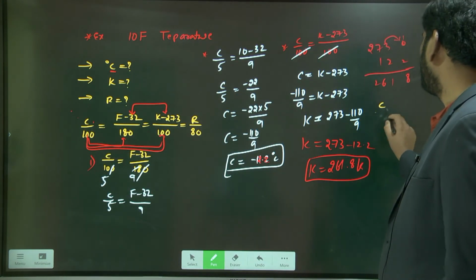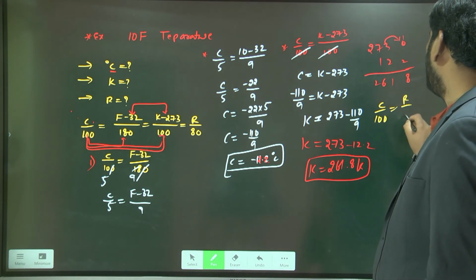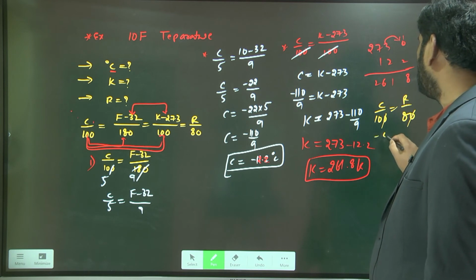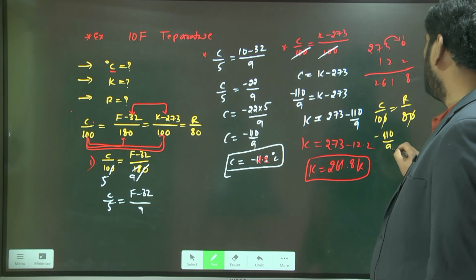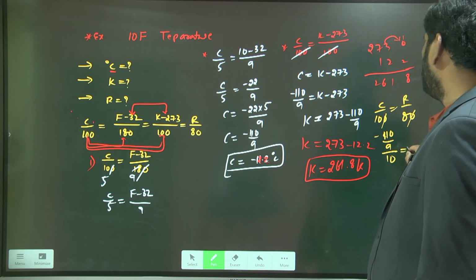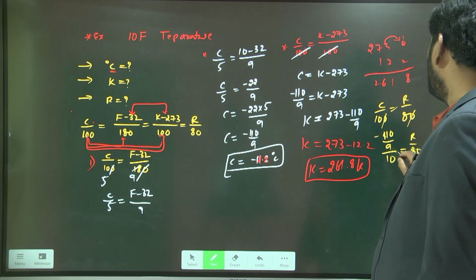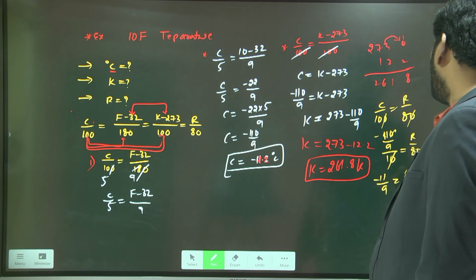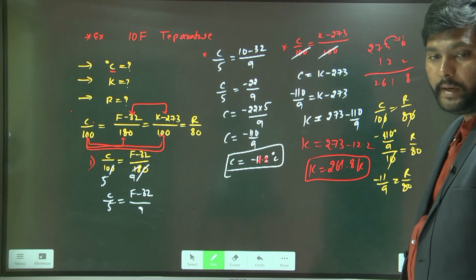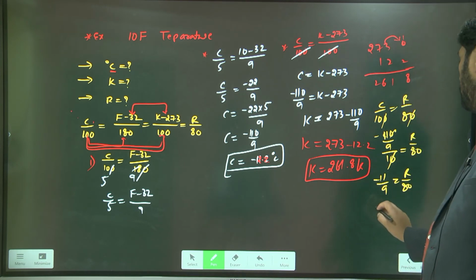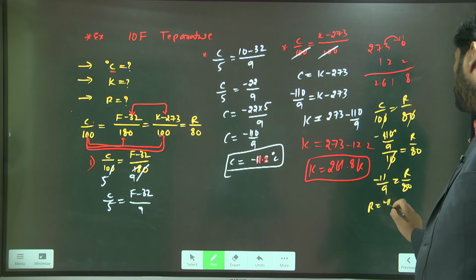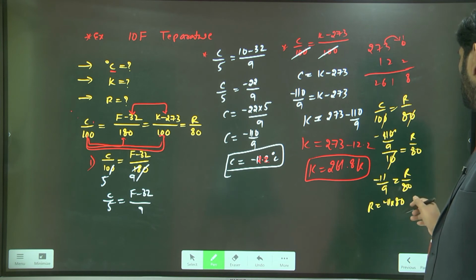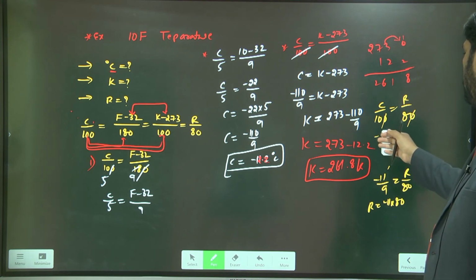C by 100 is equal to R by 80. The 0 gets cancelled. C value you already know, minus 1110 by 9 by 10 is equal to R by 8. So this 0 gets cancelled. Minus 11 by 9 is equal to R by 80. From here, R is equal to minus 11 into 80. Sorry, I'm doing it wrong. Wait.